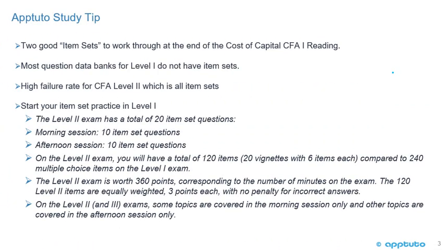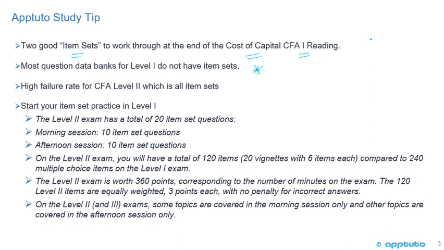So I'm just finishing this LOS with a bit of a study tip, because this is the last LOS for this reading and for this study session. I said there's two good item sets to work through at the end of the cost of capital CFA Level 1 reading, okay? Most question banks for Level 1 do not have item sets. So it's kind of interesting. At the end of chapter readings, sometimes they don't have any multiple choice questions for some of the readings.